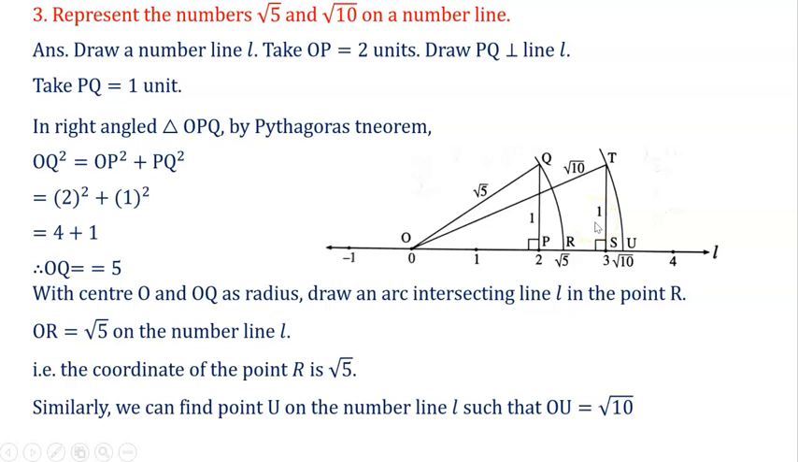And the root of 10 is nothing but the OT. Take O as a center and OT as a radius. Draw this arc. It will intersect the line L at the point U, and hence the distance OU is equal to root 10, and we have represented root 10 on the number line.